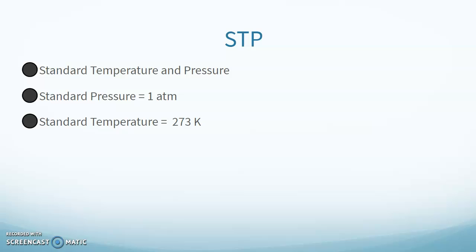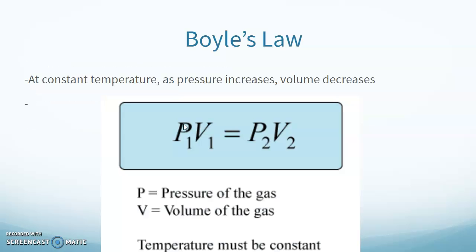STP is our standard temperature and pressure. So if a problem said a gas was at STP, that would mean the standard pressure is 1 atm and the temperature is 273 kelvins. Okay, those are our standard temperature and pressure measurements.